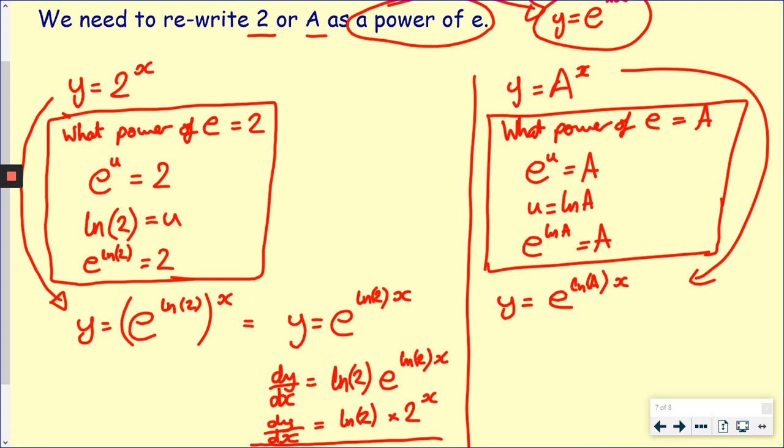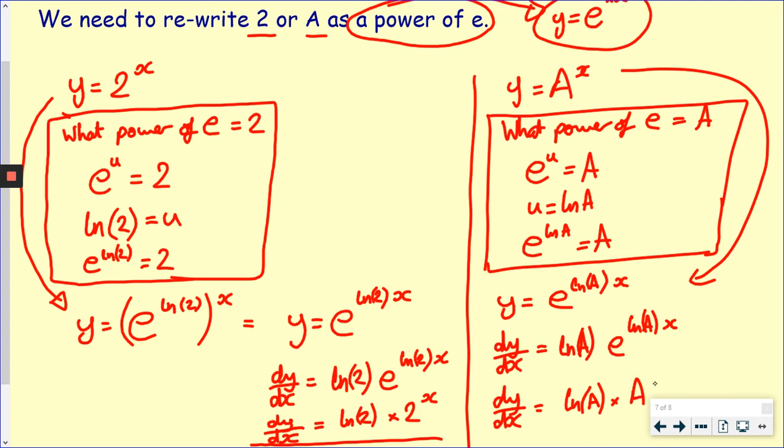Now we can differentiate. So dy/dx equals, multiplied by the constant in front of the x, ln a, times e to the power of ln a times x. So this part of the function hasn't changed, so the derivative is proportional to the function itself. Finally, tidy this up, e and ln, they're going to cancel. We're going to be left with dy/dx equals ln of a multiplied by a to the power of x.